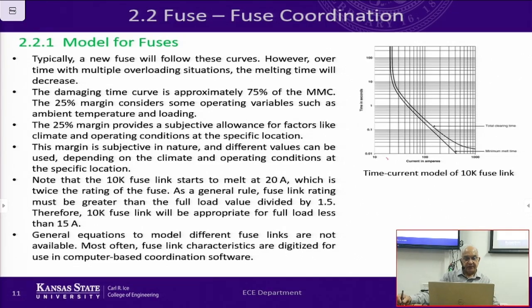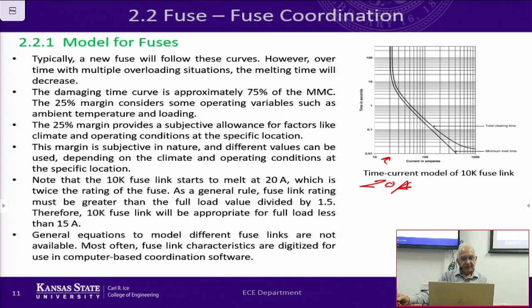Now, as far as the fuse itself is concerned, if you pay attention to a 10K fuse, this right here is 20 amps. A fuse that is rated 10K will actually start to melt at 20 amperes, so 2 times the value. That's a normal process. Any fuse will melt at 2 times its value.